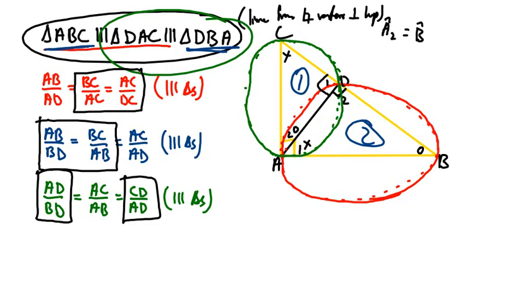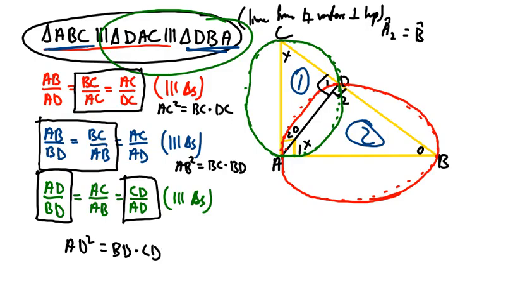So let's write those together. Watch. Here, AC squared is AB times AD. In the second scenario, AB squared is actually BC times BD. And in the final and third scenario, AD squared is actually BD times CD. So that's how you can easily get your square ratios without having to memorize this.